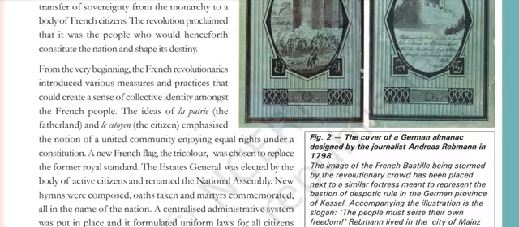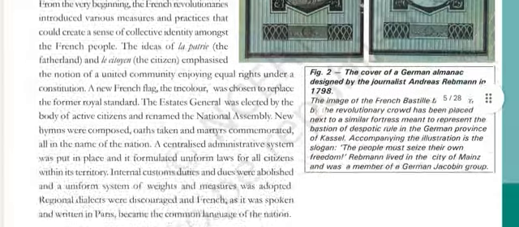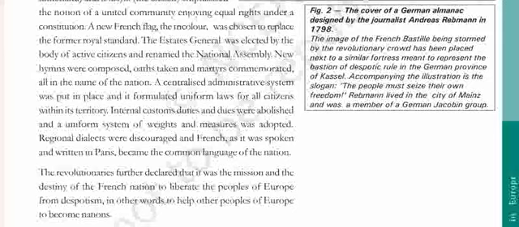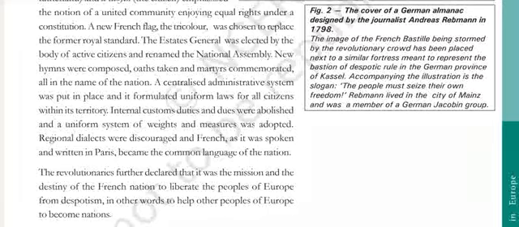New hymns were composed, oaths taken, and martyrs commemorated, all in the name of the nation. A centralized administrative system was put in place and it formulated uniform laws for all citizens within its territory. Internal customs duties and dues were abolished and a uniform system of weights and measures was adopted. Regional dialects were discouraged and French, as it was spoken and written in Paris, became the common language of the nation.